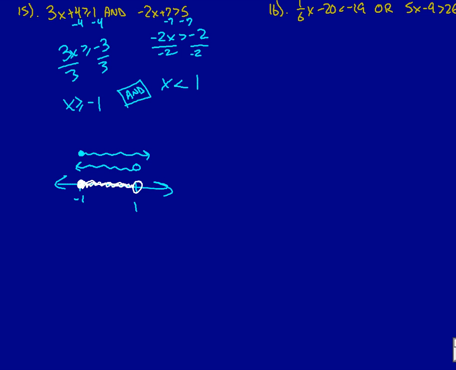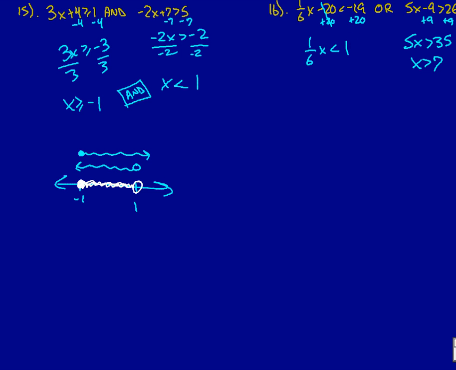Last one here. Couple options. Let's do the second part first. I'm going to add 9 to both sides to give you 5x is bigger than 35, which gives you that x is bigger than 7. In this one here, I can either multiply everything by 6 immediately. Actually, that's what I'm going to do. Or I could have added 20 to both sides immediately. Let's do that, because that would cancel out, and that would give me 1/6x is bigger than 1.